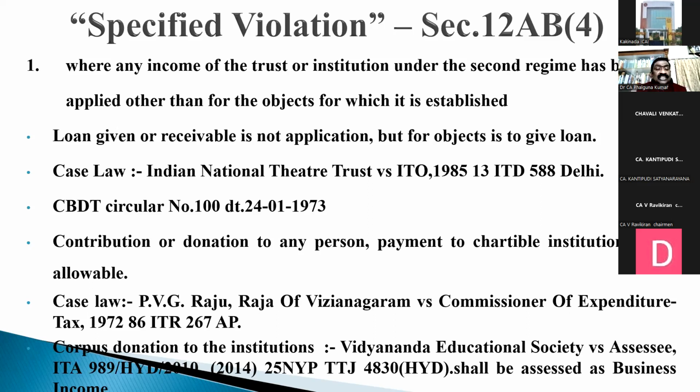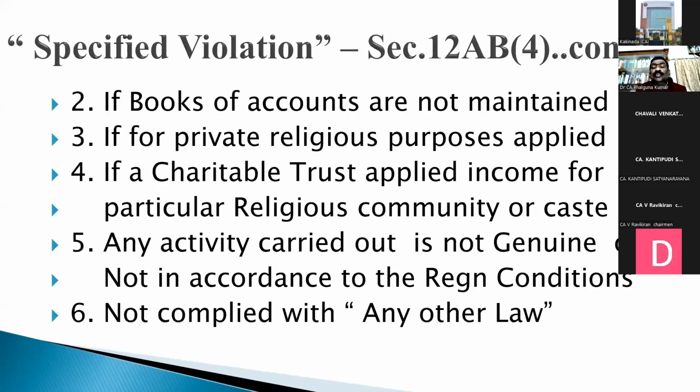Number 1. So for this, some of the decisions and how they operate I have given. So, sorry, specified violation 2: if books of accounts are not maintained, your registration can be cancelled. If it is applied for a private religious purpose, though yours is a public religious trust, that is also a specified violation. If a charitable trust's income is applied for a particular religious community, or if any activity carried on is not genuine, that means something you disclosed is different from the actual ground reality, then also it is not genuine. If it is not genuine, your registration can be cancelled.